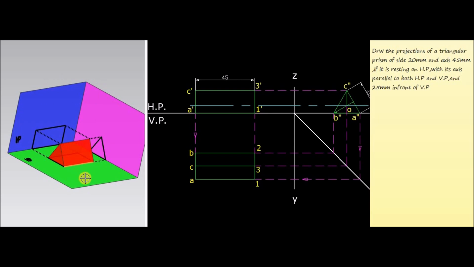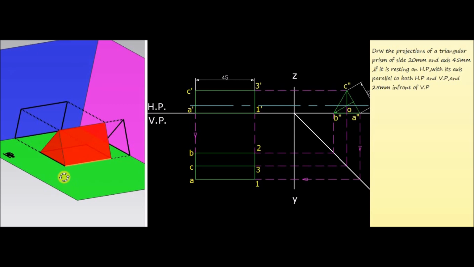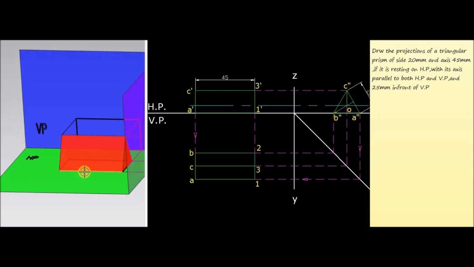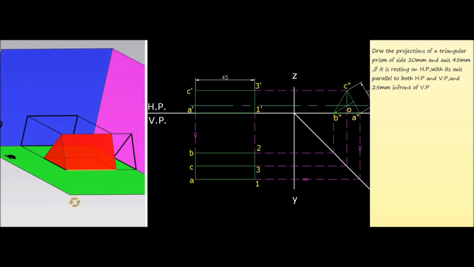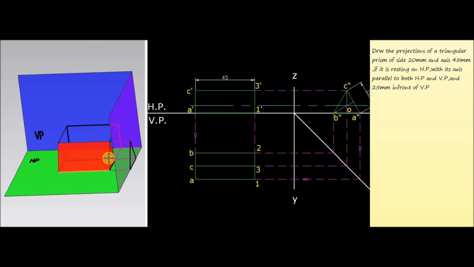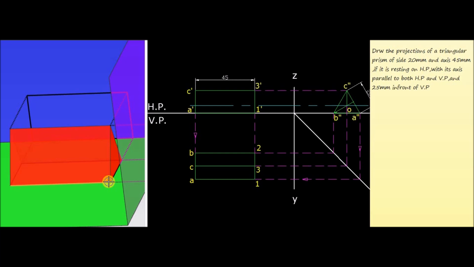Now, to understand the geometry of this triangular prism, we have to represent the two faces of the triangular prism. This one is the left side face and this one is the right side face. Now we are going to represent the three corners of the left face of the triangular prism as A, B and C. Similarly, the right face of the triangular prism as 1, 2 and 3.